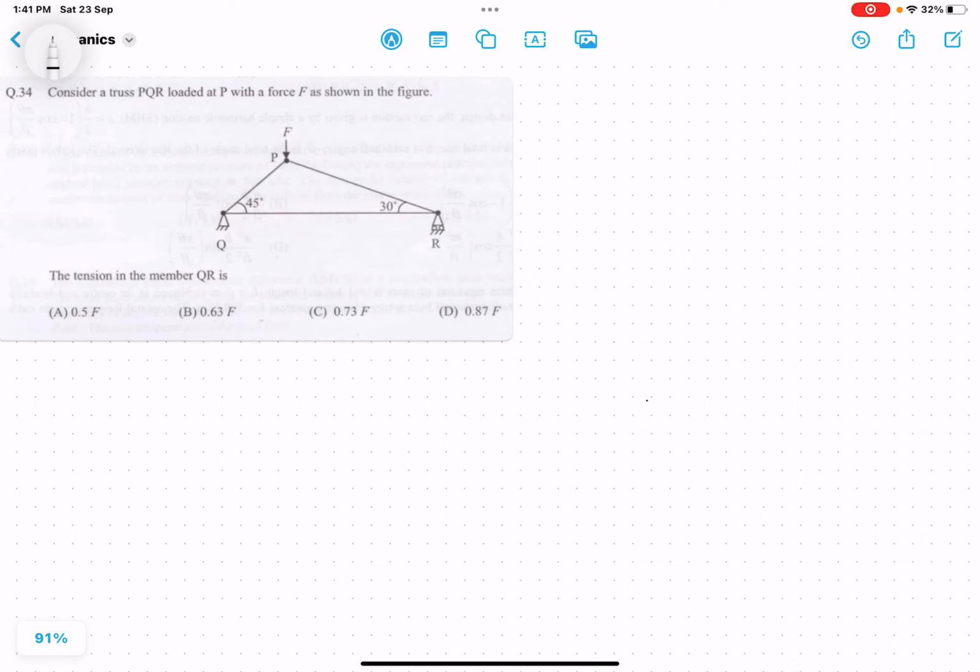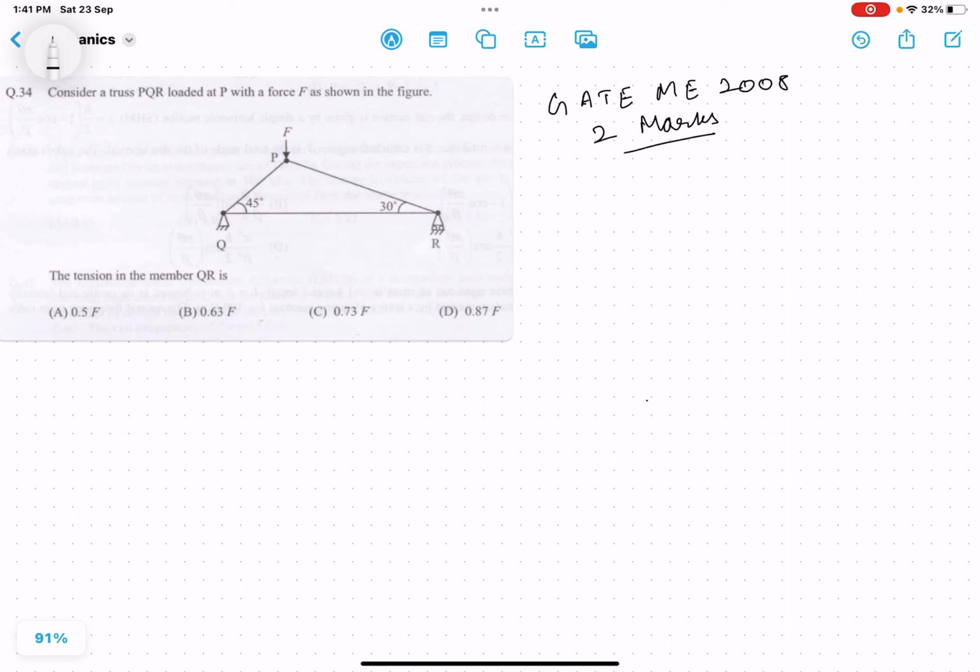Hello everyone, welcome back. So this is a question based on truss, which is a problem related to engineering mechanics, and this was asked in GATE AME 2008, and it was of 2 marks.